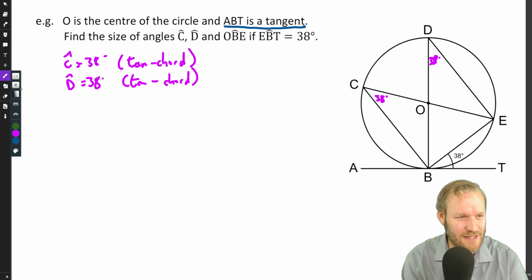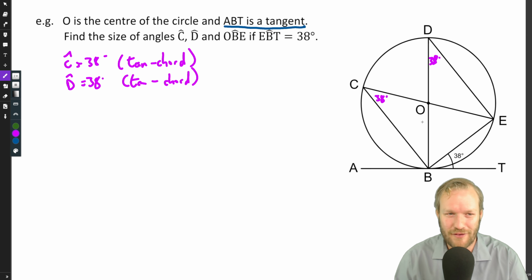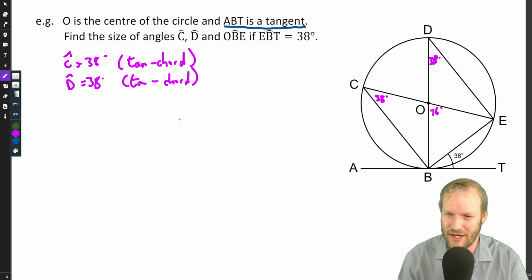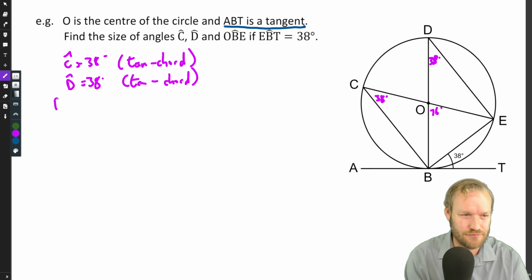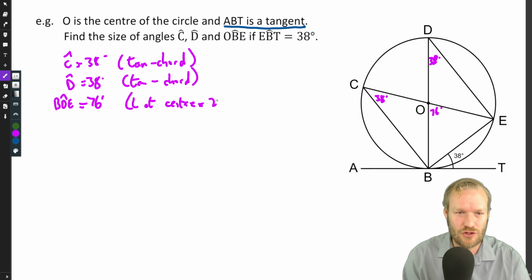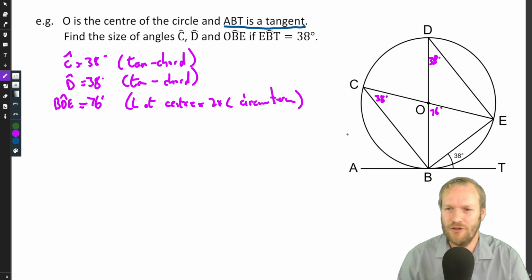Remember, you've seen my style already where maybe we don't need to find these, but man, they're so quick to find. I feel like let's just work out that that is 76, 38 times 2. So that's angle BOE. BOE is 76 degrees because angle at center is 2 times angle at circumference. Okay, so wait, let's see what the question's asking us.